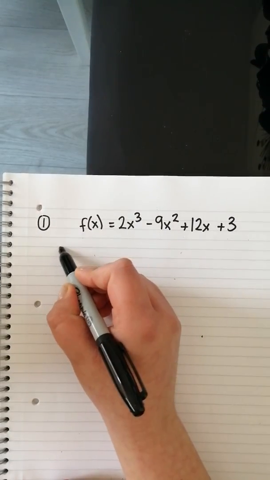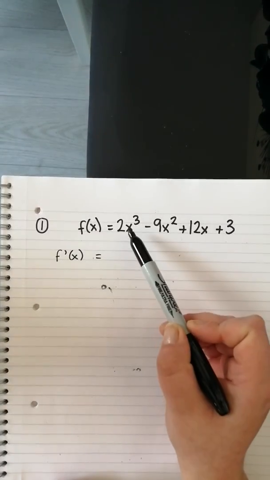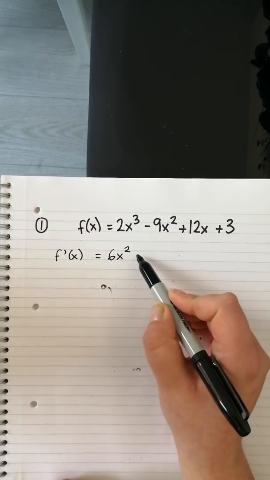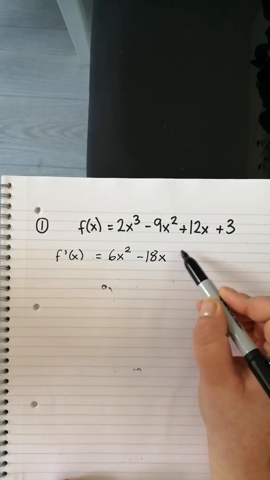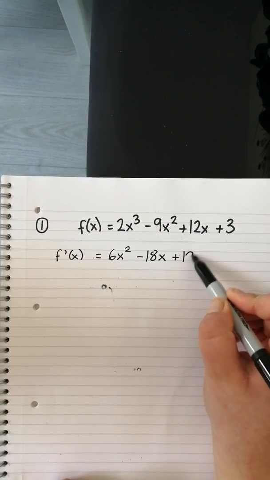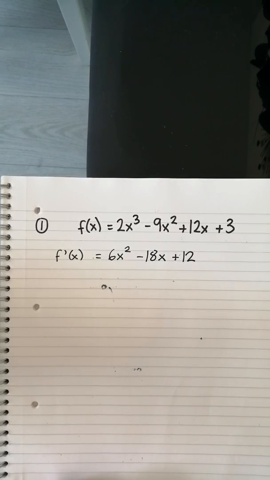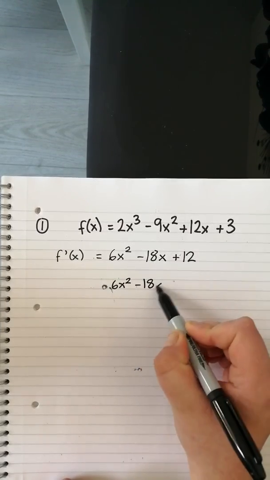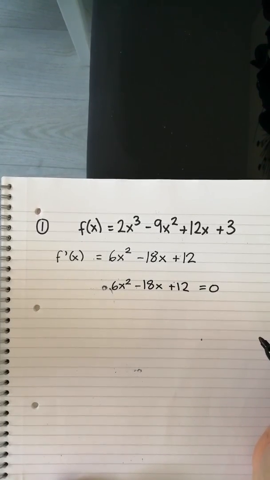Okay, so the first thing we want to do is find f prime of x, or to find the derivative of f of x. So here 3 times 2 is 6. We reduce the power by 1. 2 times minus 9 is minus 18, and we reduce the power by 1. And the derivative of plus 12x is plus 12. So that's the derivative of our function. Now we want to set that equal to 0 and solve for x. So we set 6x squared minus 18x plus 12 equal to 0. And we want to solve for x.